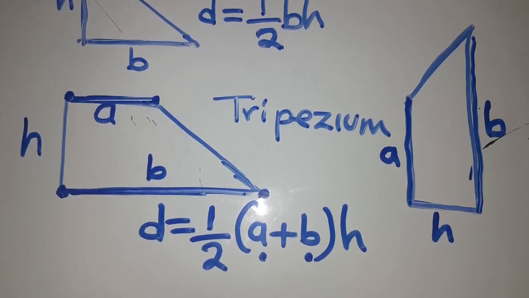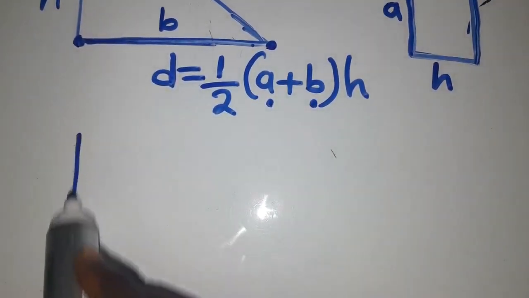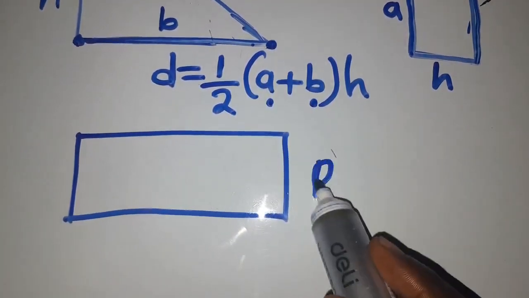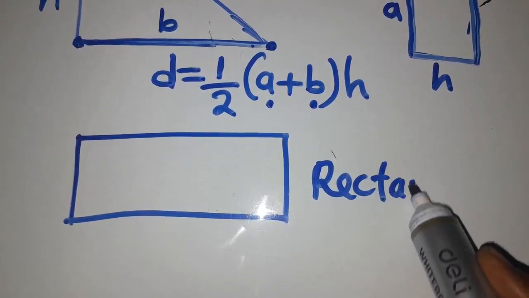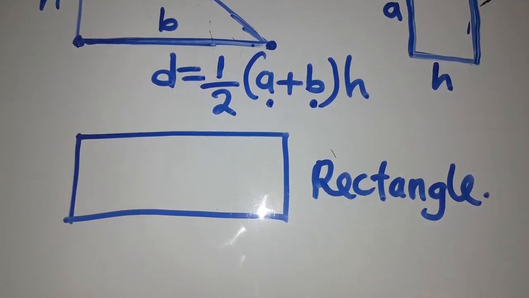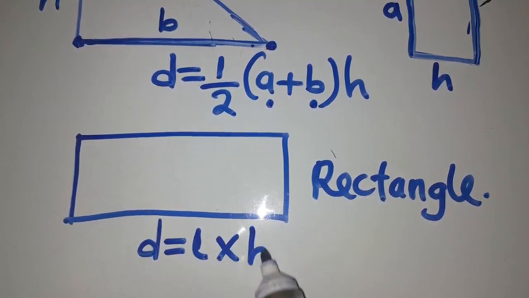The other shape that we need to know is this one. This is a rectangle. That is a rectangle. We can confirm the spelling. You know that area is equal to what? L times B. Just multiply L times B.